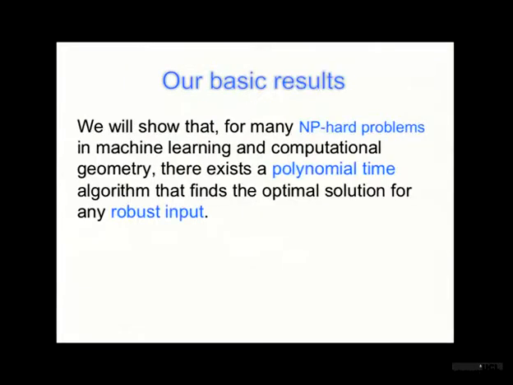And the basic result that I will show is that there are many NP-hard problems in machine learning, computational geometry and clustering, such that if we restrict our attention to perturbation robust instances, we can find a polynomial time algorithm that will solve all the perturbation robust instances. So if we believe that real inputs are perturbation robust, then we have an answer to the question of why is there a gap between worst case complexity and what is happening in practice.